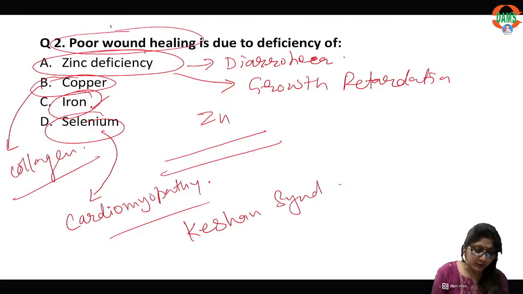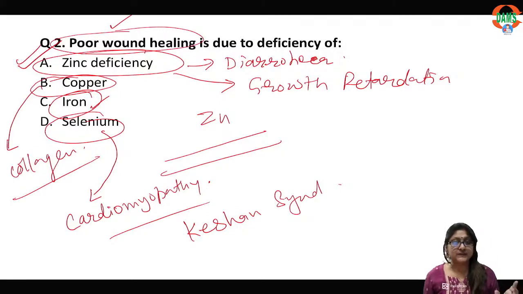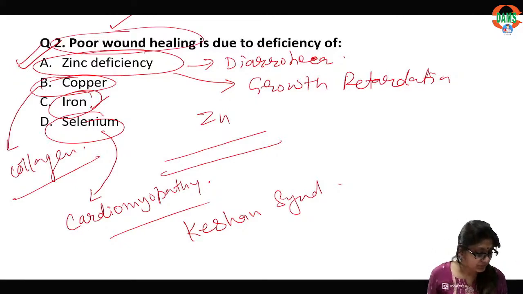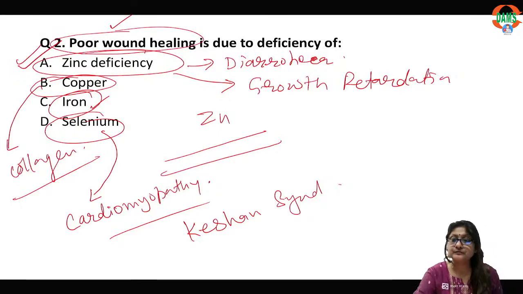So the answer for poor wound healing is going to be zinc deficiency. All right, zinc deficiency. So if you have any doubt, you can ask me in this question. And if not, I'll be proceeding further.